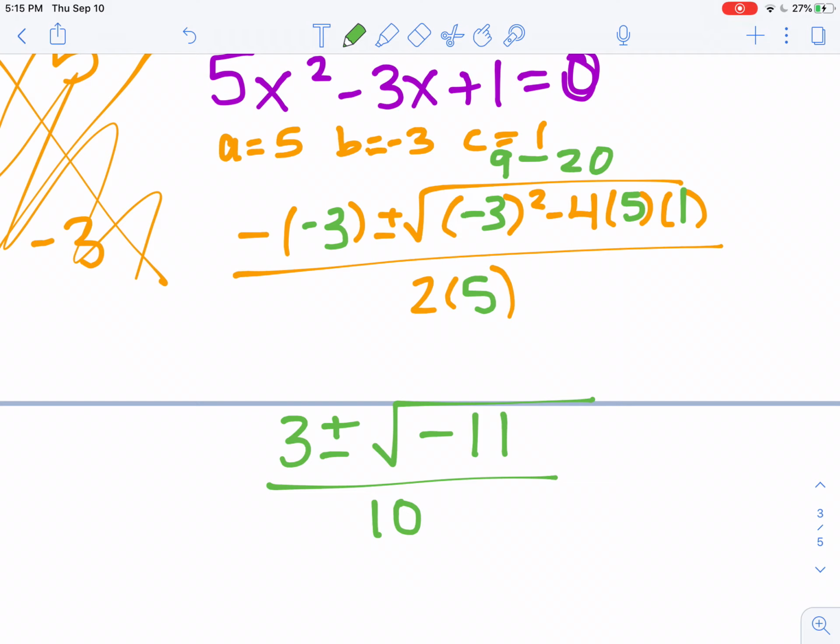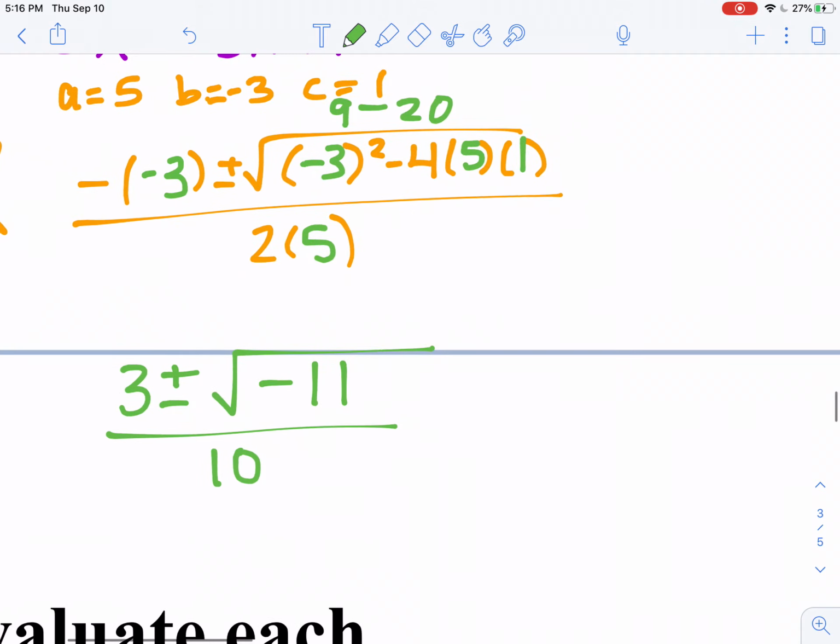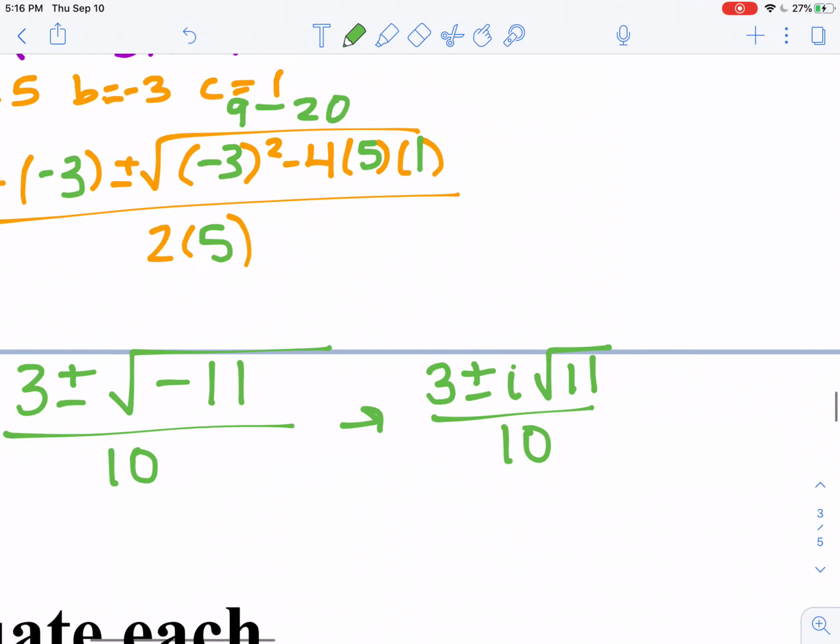Now, with negative 11, the next thing we want to do is try to simplify the radical. Is 11 a perfect square? No. Is 11 divisible by a perfect square? No. Is 11 negative? Yes. Since it's negative, even though I can't simplify the number itself, I need to pull out i. So, this becomes 3 plus or minus i radical, now positive 11 over 10.